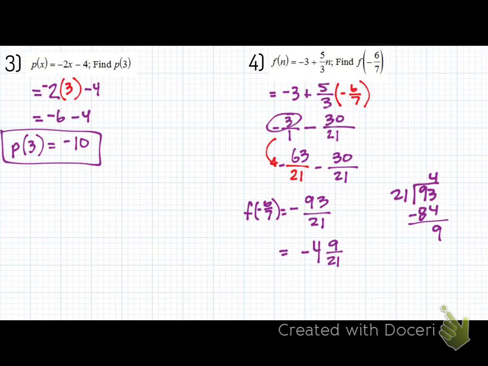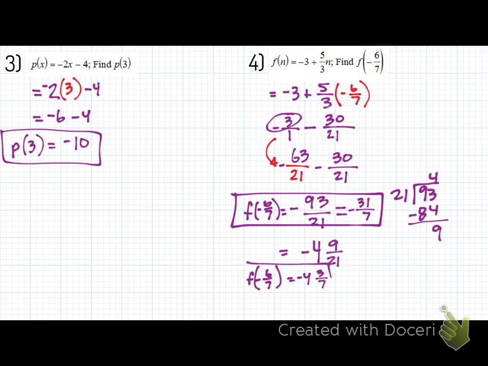Can I simplify 9 over 21? Yeah. What goes into both of them? 3, right? So it could be negative 4 3/7. Okay. The other thing you could have done is you could have left it as an improper fraction. So 3 also goes into 93 and 21. So I could simplify those as negative 31 over 7, or the other answer is down here, which is this one.